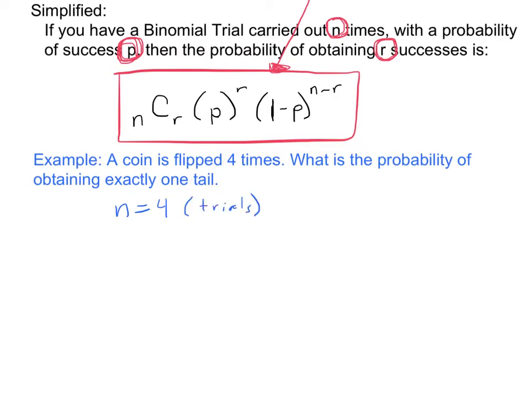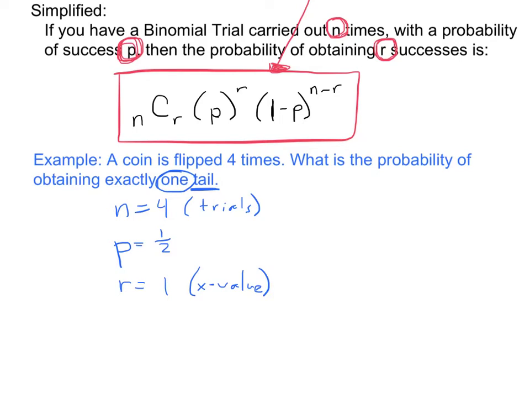Right. Next, what is the probability of obtaining exactly 1 tail? So tails is the thing, my success. So my probability is going to be 1/2, because the probability of getting tails in 1 trial is 1/2. Last, what is r? What is my number of successes? Well, we want to have exactly 1 tail, so that's 1. Sometimes this is referred to as the x value, because you're saying, hey, that's my variable. That's the thing that I want to have happen.